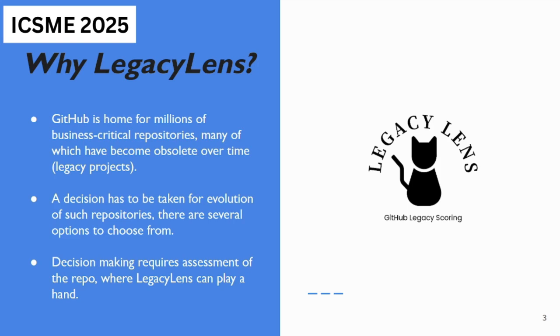Since all these projects are business critical, a decision has to be taken for the evaluation of such repositories, and there are several options to choose from, ranging from a minor refactoring to a complete replacement of the system. Now, such a decision cannot be taken impulsively. It requires assessing the repositories and making a quick, informed decision. Now, this is where LegacyLens can come into the picture by providing a first-hand assessment of the repositories.